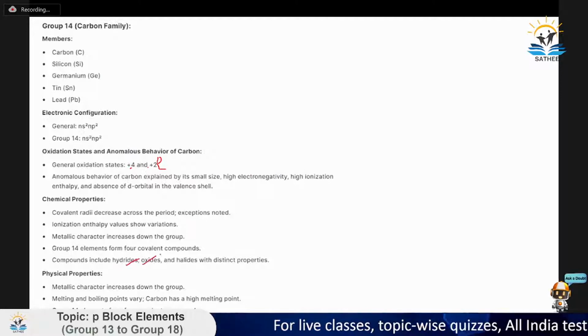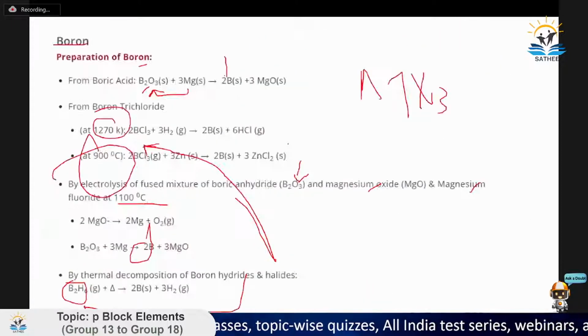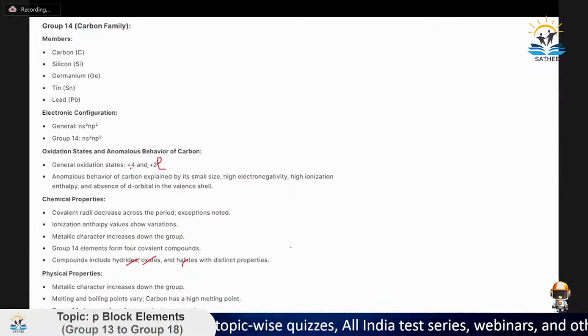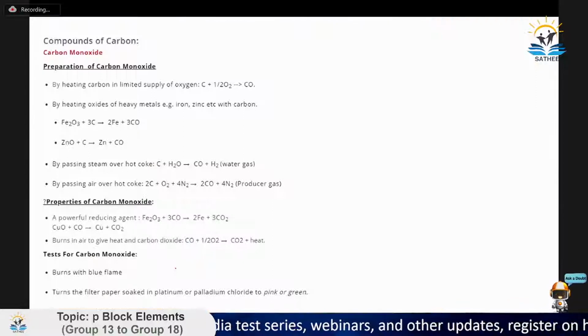Again, it forms hydrides, oxides, and halides, kind of like how we saw it over here in this case. So the reaction, I'll not be covering it because it's kind of the same logic that we saw in group 13. What I will definitely be covering is some important compounds of carbon and silicon. So basically, let's talk about carbon monoxide.